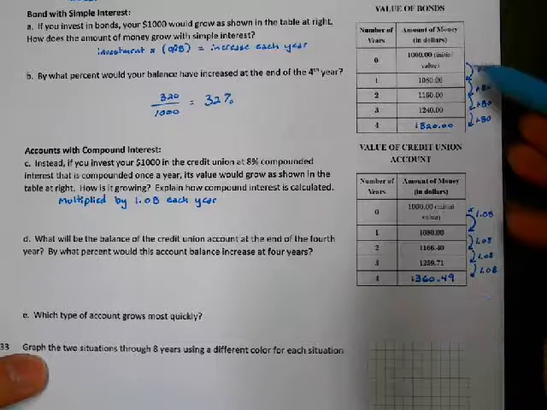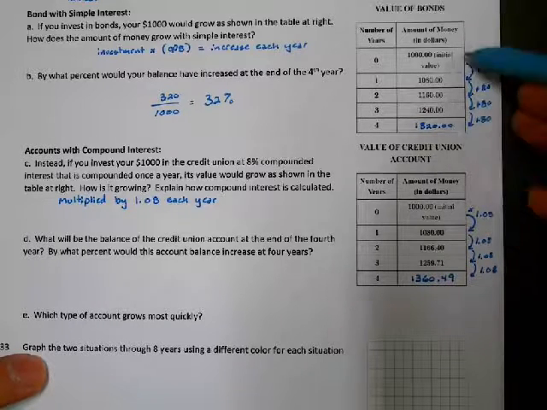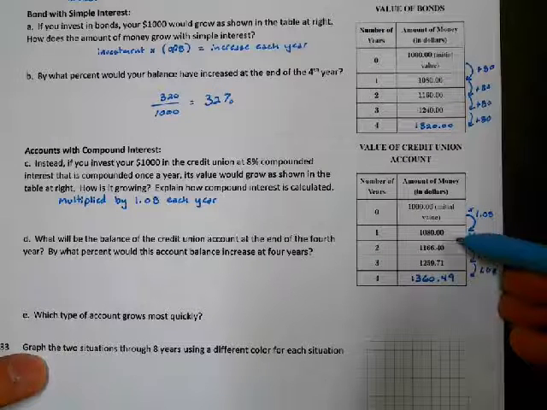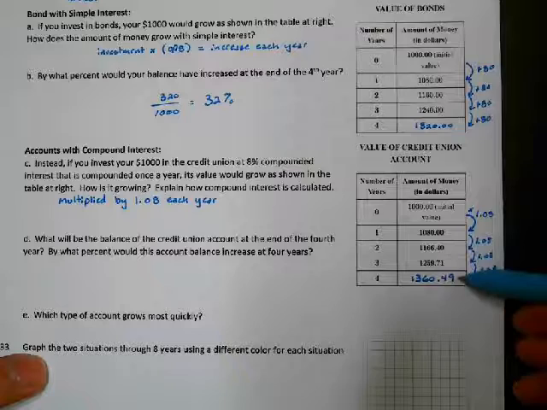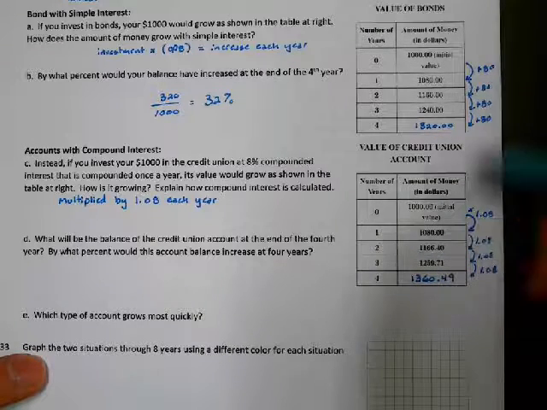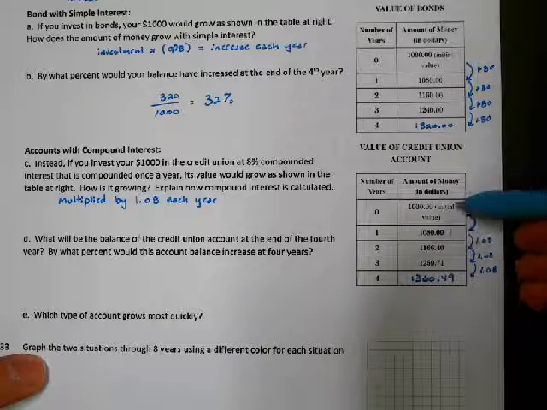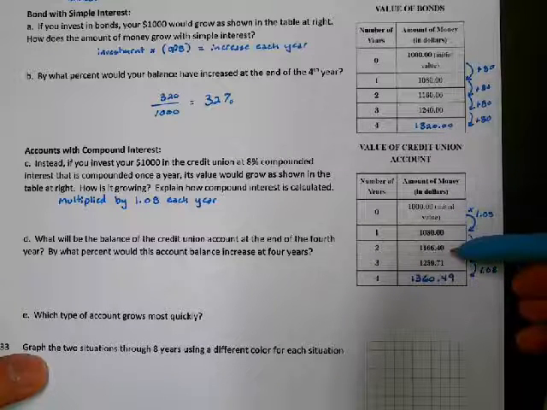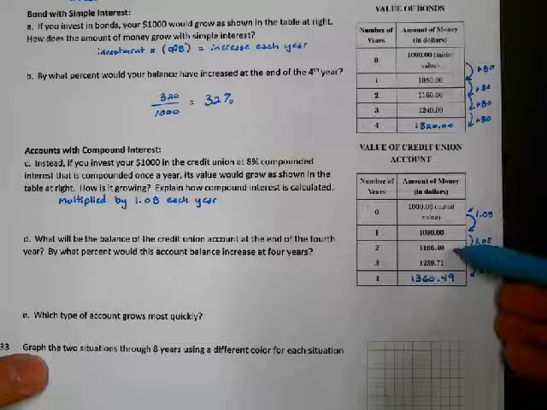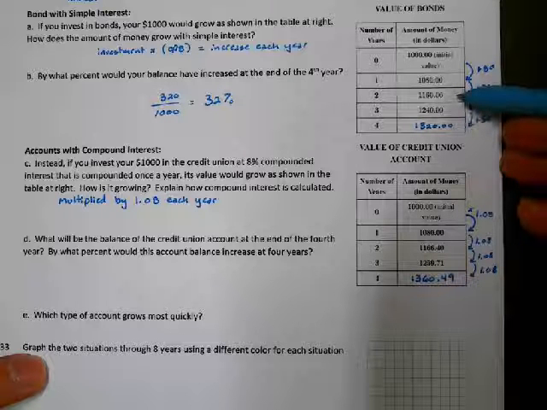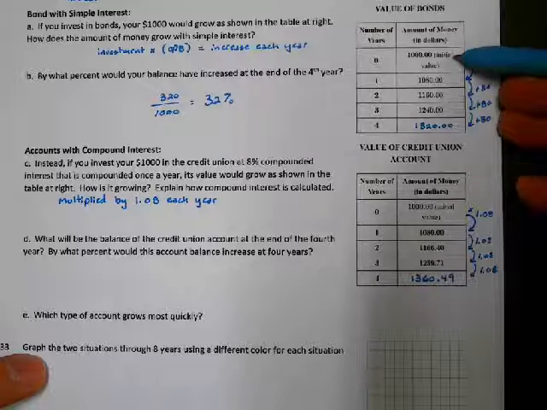Whereas this, the interest is always calculated from the initial value. This one, the interest is calculated from the previous one. That's why year one's the same. Year one's the same because they're both calculating interest off of $1,000. But in year two, they're different because this one calculates the interest for year two based off of 1,080, where this one still calculates the interest off of the initial value.